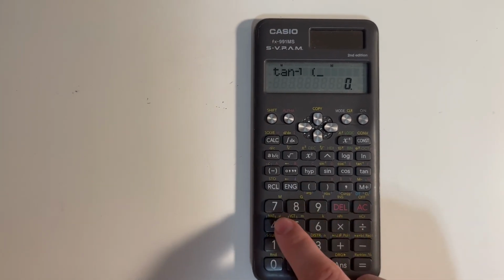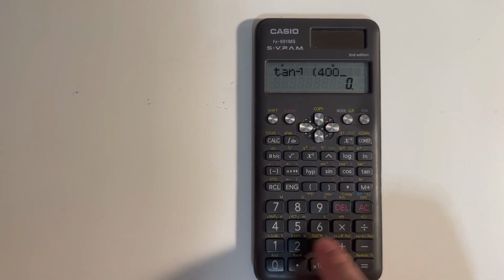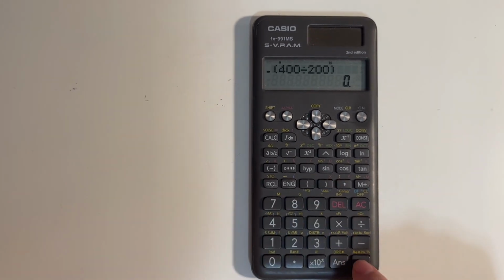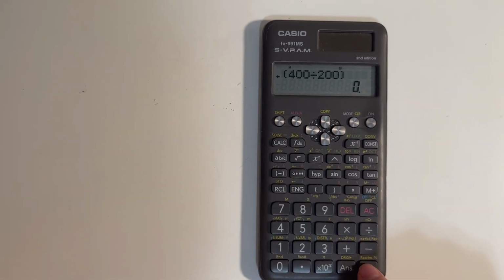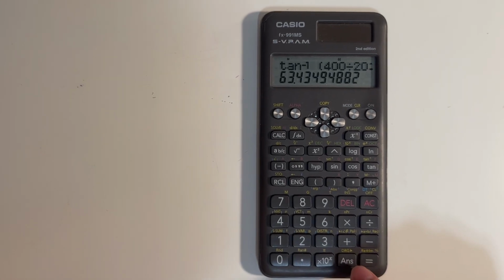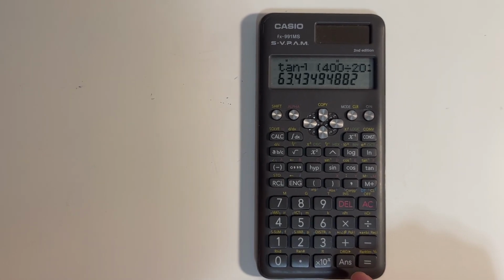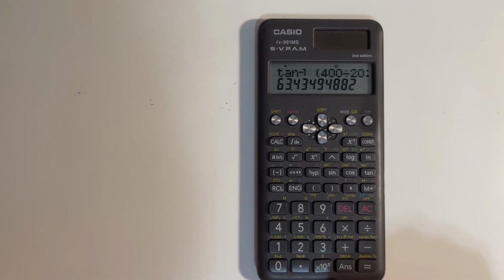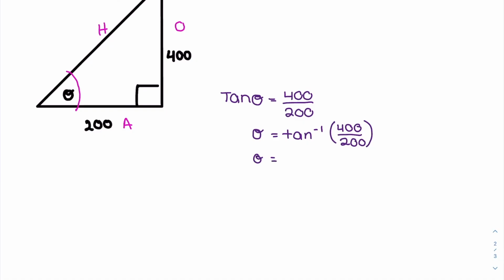in brackets, I'm going to do 400 divided by 200. And that's because that whole number was beside tan. I can push equal, and I get 63.49 or 63.435. Theta is going to be equal to 63.4, and you can always double check, does that make sense for an angle? And it does.